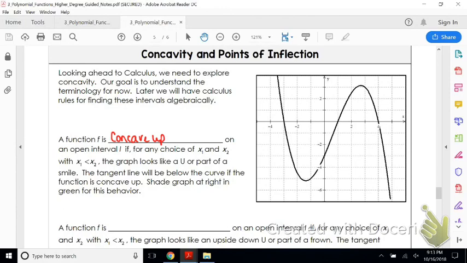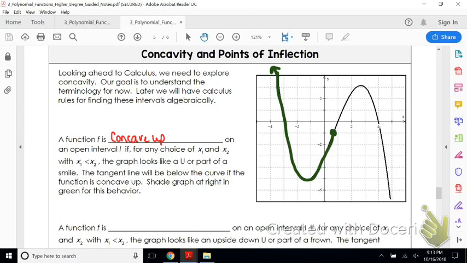Okay, so if you don't have green, that's okay. Just pick some color that you can use. Alright, so concave up. We're going to assume our graph just keeps going up to the left here. So this right here would be concave up, just making that smile that it talks about, to some point somewhere in this area. And then from there it'll switch to something different.